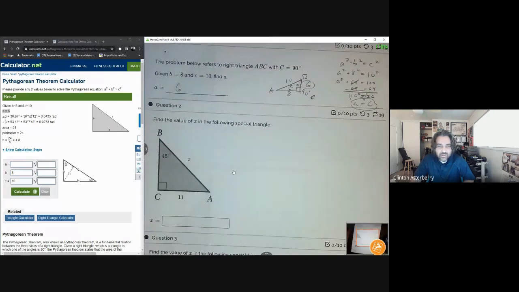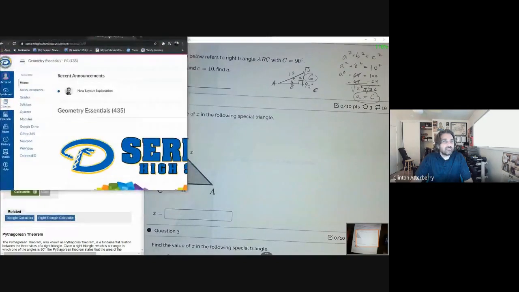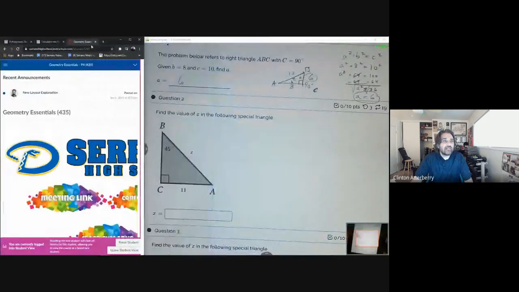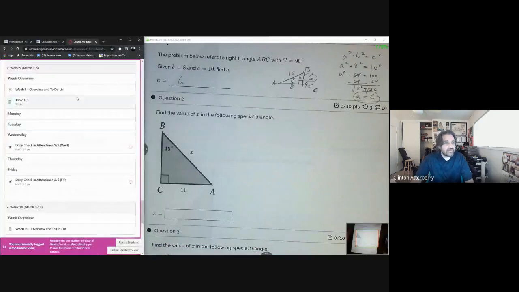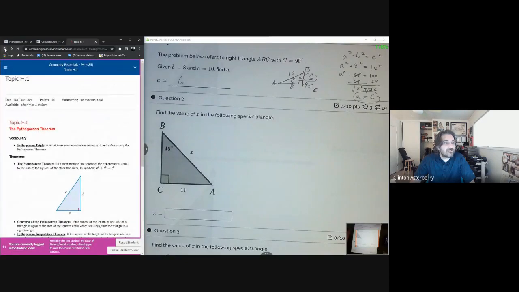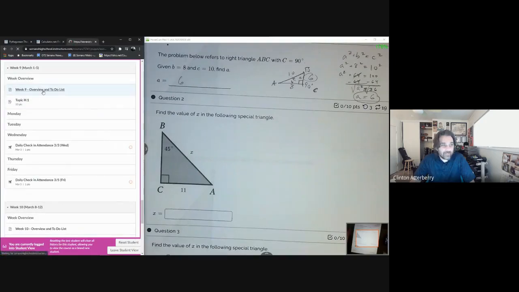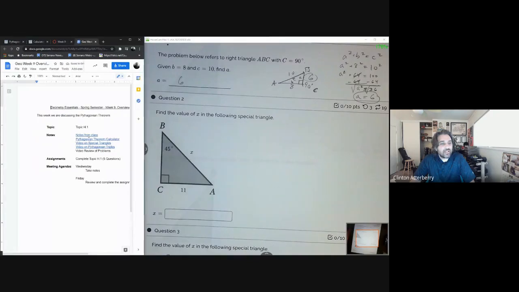So let's do this next one. Now this next one's going to be a special triangle. So if you remember from way back, a whole 2 weeks ago. Okay, so if you go back 2 weeks ago, to week 9, that was when we first started topic H, topic H1. You can probably click right on the topic H1, should have it on there, these special triangles, which it does not. Awesome. The overview and to-do list from week 9 did have the notes from class.